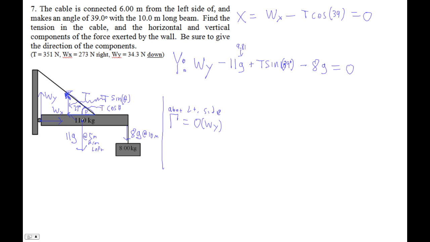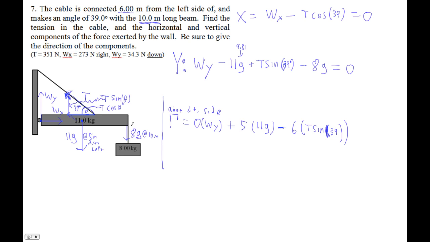Okay, and then we've got a positive torque of the force of gravity acting at the center of mass, right? So plus 5 meters, and it's 5 because it's at the center. The beam is 10 meters long, so the center of gravity would be 5 from the left side. So 5 times 11G. Right, and then this guy would be anti-clockwise, right? So minus, and where is that attached? The cable is attached 6 meters from the left side. So minus 6 times T sine theta. I keep saying theta. I need to say 39. Okay, there we go. Minus T sine 39.